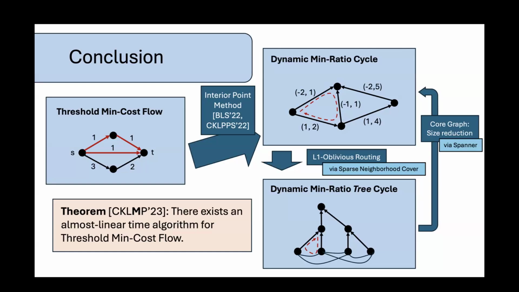This then, by reduction, resolves a whole host of problems on incremental graphs, such as strongly connected components, ST shortest path, approximate incremental matching, where we improve the dependency on epsilon, and even more.